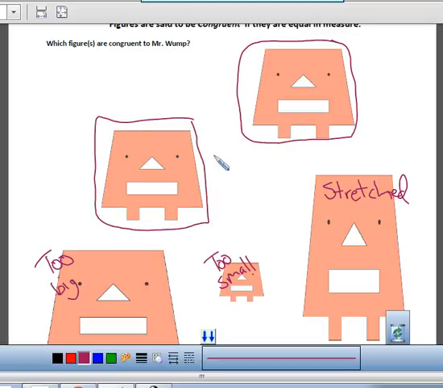And basically another way to think of congruent is if I were able to actually pick this figure up off the page and drop it on top of this figure, would everything line up? All the angles and corners and sides? And yes, they would, because they are congruent.